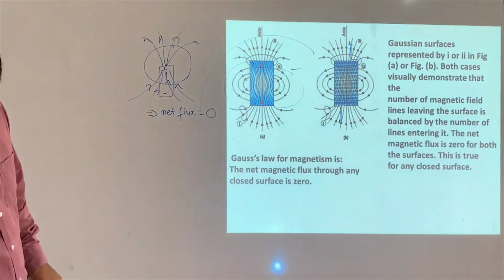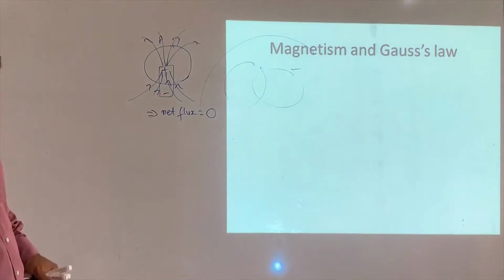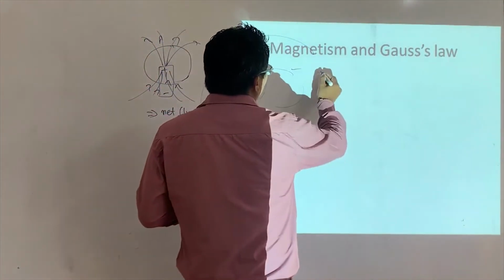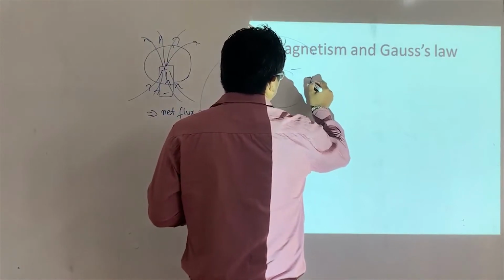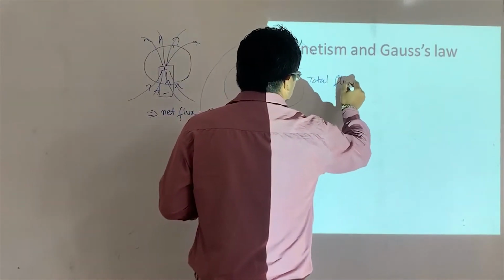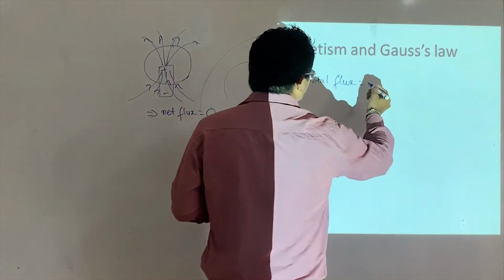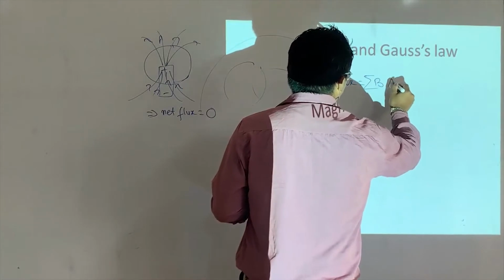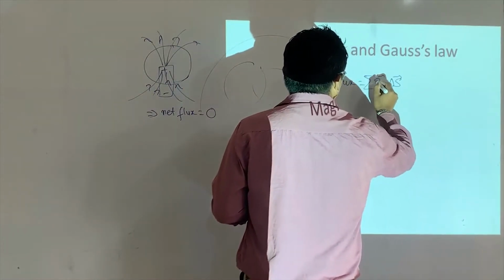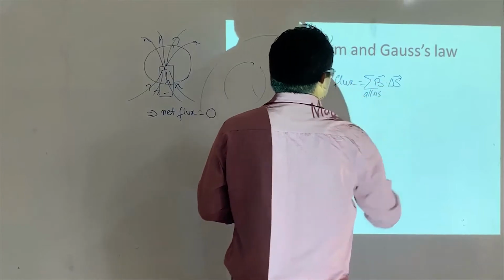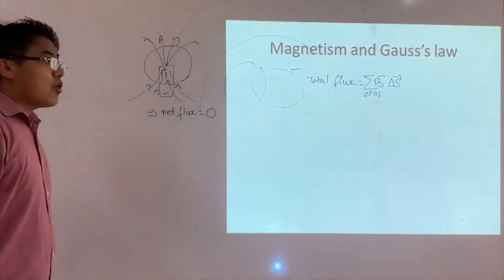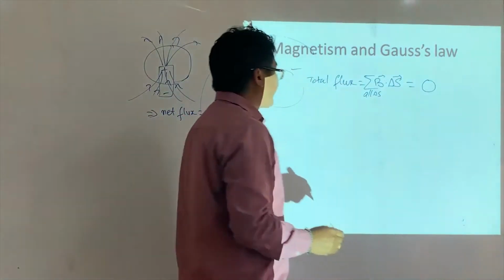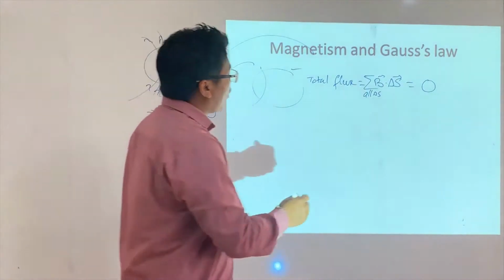Having this, I'll discuss what we call Gauss's law. When we talk about Gauss's law, we talk about the total flux. Total flux is equal to magnetic field times area. So the total flux in the case of Gauss's law is always 0. And this is the closed Gaussian surface.